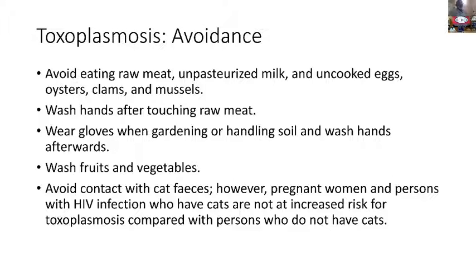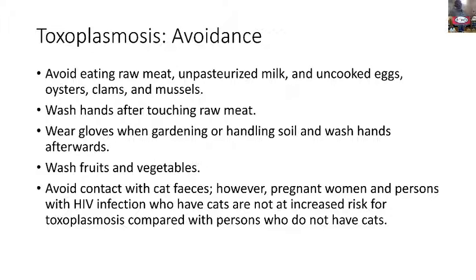So, I think this is the last slide. How do we counsel patients with respect to how to avoid getting toxoplasma infection in the first place? So, avoid eating raw meat, unpasteurized milk, uncooked eggs, oysters, which is a big favorite in Trinidad, clams and mussels. And all this sounds very familiar during the time of COVID.